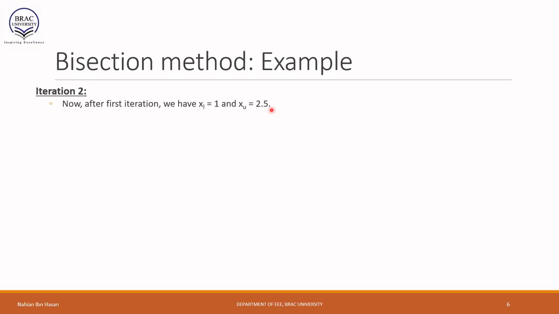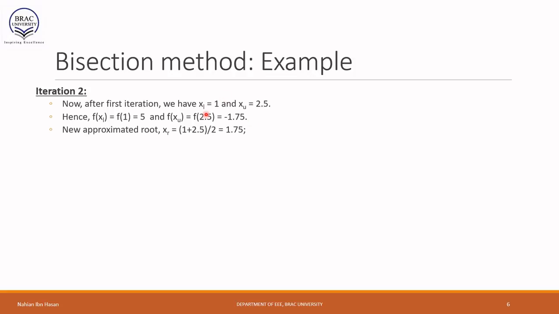So next we recalculate our procedure. We find out the f of xl and f of xu, which in this case are 5 and minus 1.75. And if we multiply these 2 points, we see that 5 into minus 1.75 is less than 0. That means till now we have a root within our boundary.